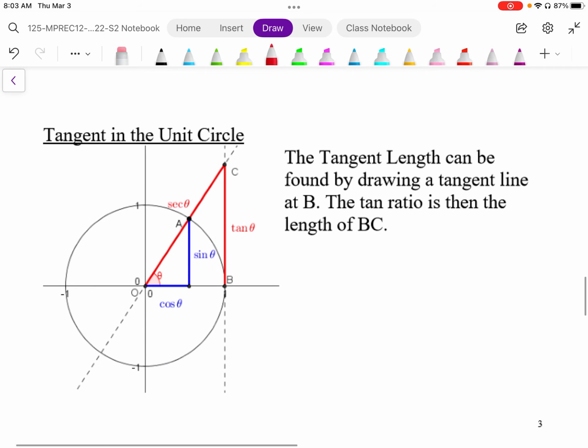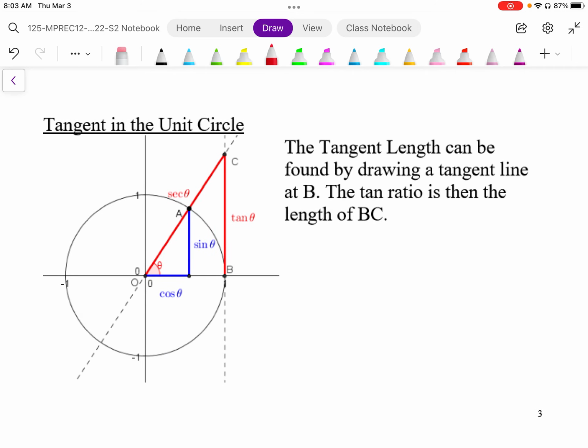So in the unit circle, the tangent value also shows up as a length. Now the tangent value is not inside the circle, it's on the outside. It is this length outside here. And it's called the tangent ratio because of the line that is tangent to the circle. As my terminal arm goes out, it intersects that line at point C, and the length of that vertical length is then the tan.